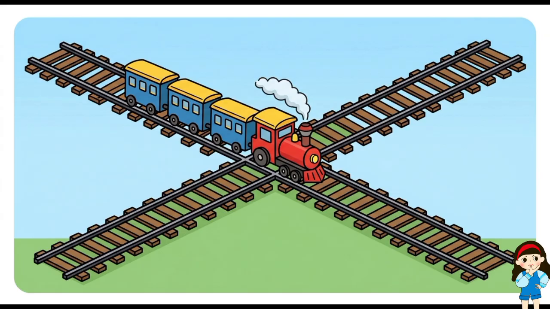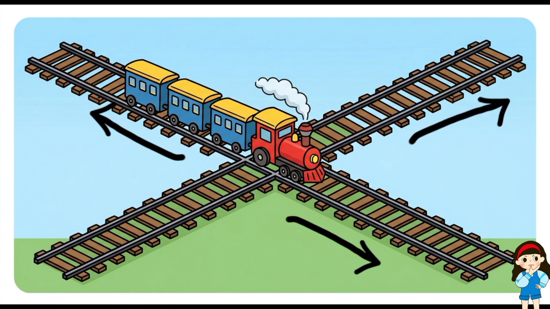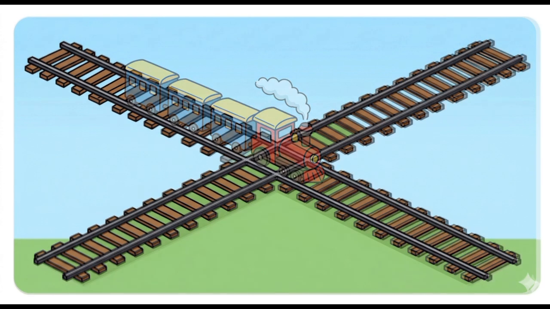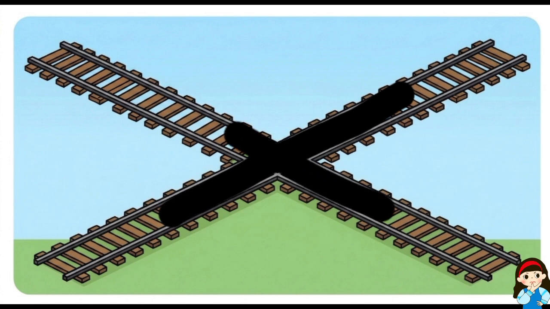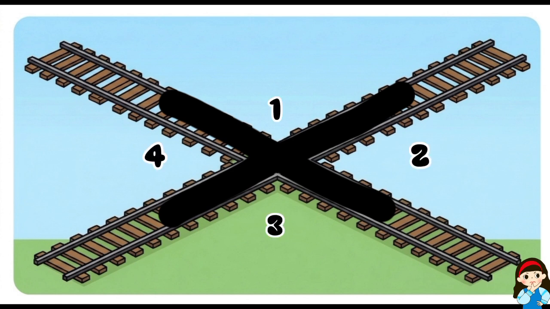Now, imagine two train tracks crossing each other at a railway junction. One track runs north to south, while the other runs east to west. As these two tracks meet, they form a shape that looks like an X. At the point where they intersect, four angles are created. Each of these angles is connected, and their sizes are not random. They follow specific mathematical relationships.